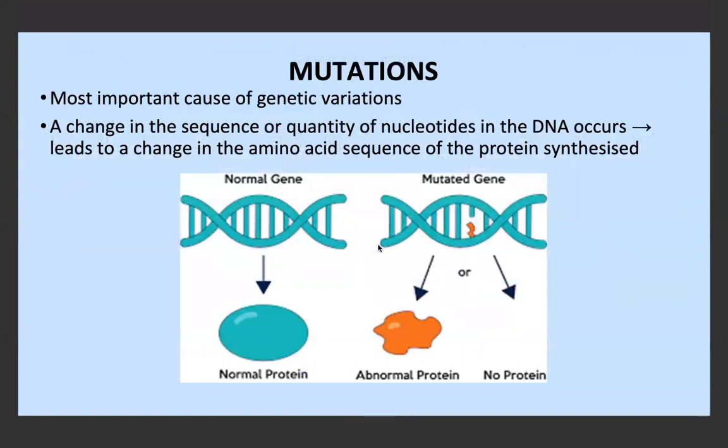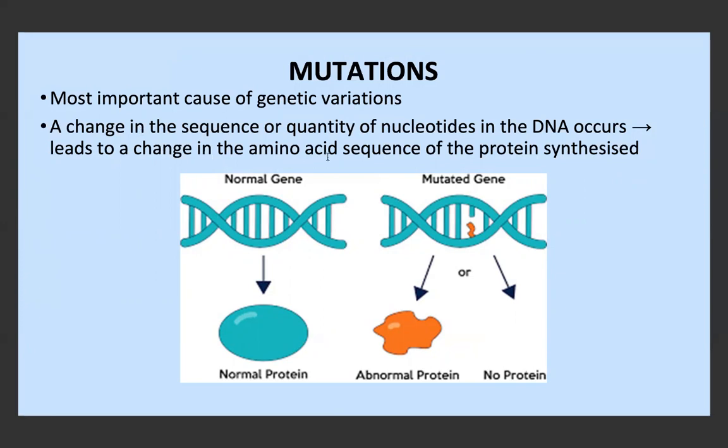So in terms of natural selection and evolution, mutations are probably the most important cause of genetic variation because they introduce new alleles that have never been seen before. So not just new combinations of alleles, but completely new alleles. A mutation is a change in the sequence or quantity of nucleotides in the DNA. So the nucleotides could swap order, they could move around, or there could be one added, one deleted, multiple added, multiple deleted, etc. There's a lot of ways for mutation to occur. We covered these in previous videos.